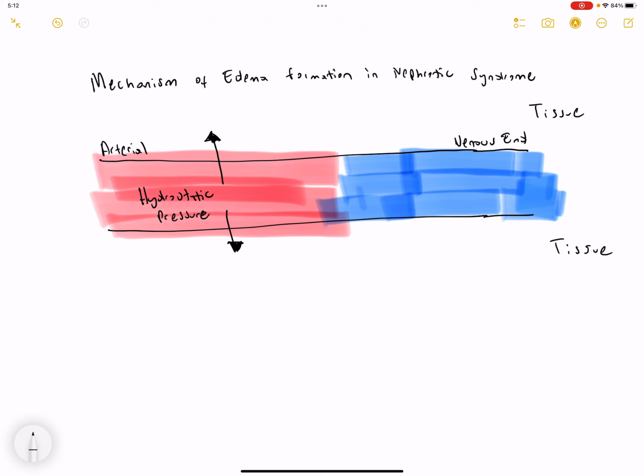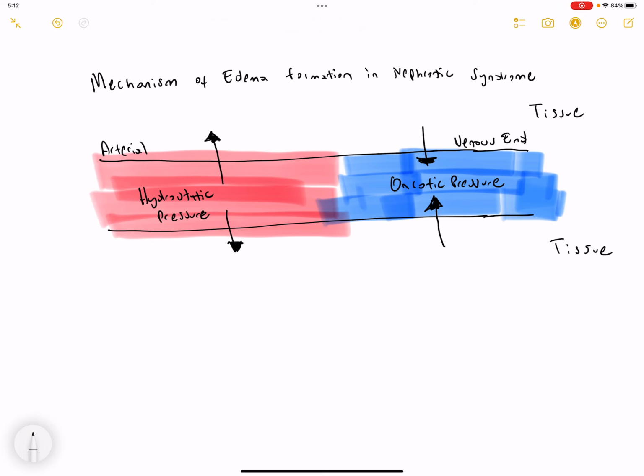So remember, the arterial end is oxygenated. So for example, if you want oxygen to get to our tissues, we need hydrostatic pressure to be greater than the oncotic pressure so that we are able to drive that into the tissues. In the venous end, we're collecting waste products. As a result, oncotic pressure should be higher because oncotic pressure is the pressure that is going to draw things to the capillary.